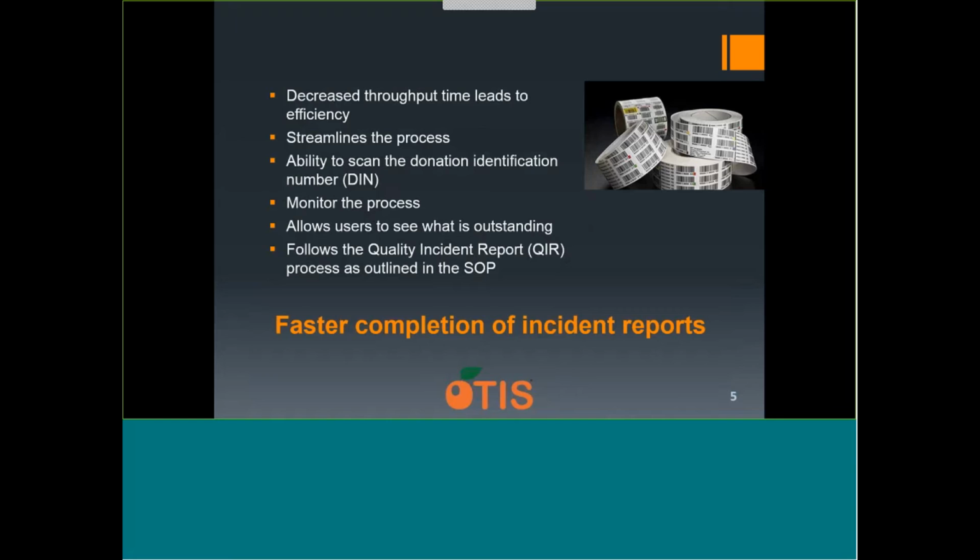So basically, the first thing I noticed was the decrease in the throughput time that led to efficiency within my own organization when I first instituted a system. One of the things that you see immediately is the process has been streamlined by moving to the electronic system, that you can monitor the process better, and that you have the ability to scan a donation information number. As you all know, anytime you can scan something, it is usually much more accurate than people transposing numbers.